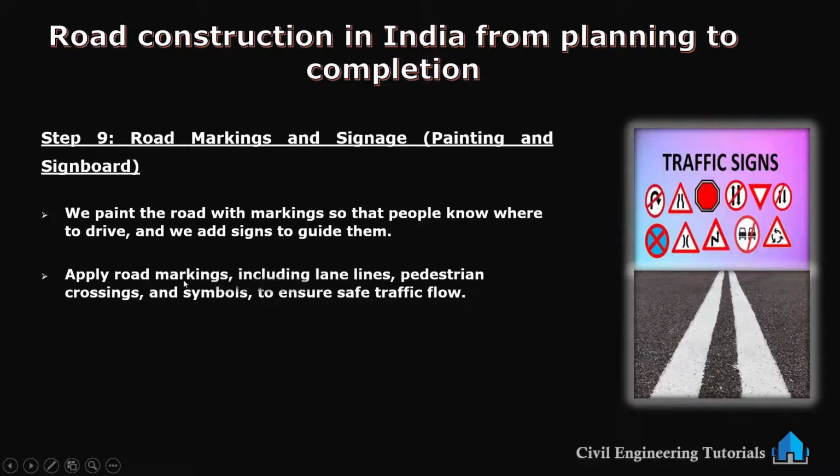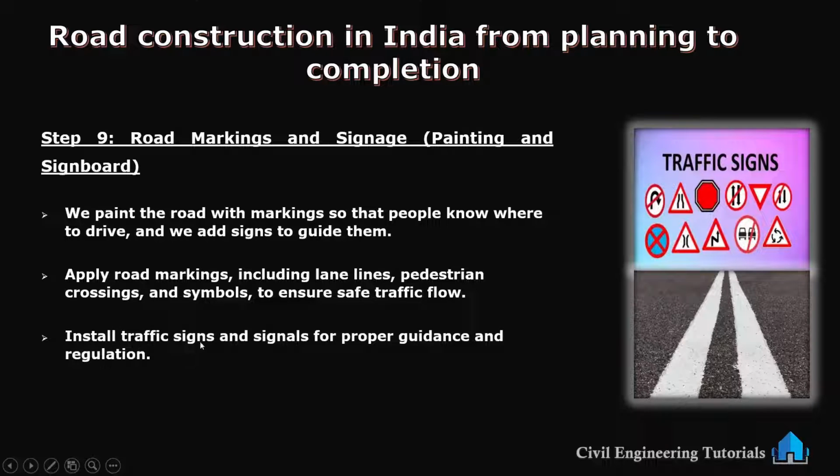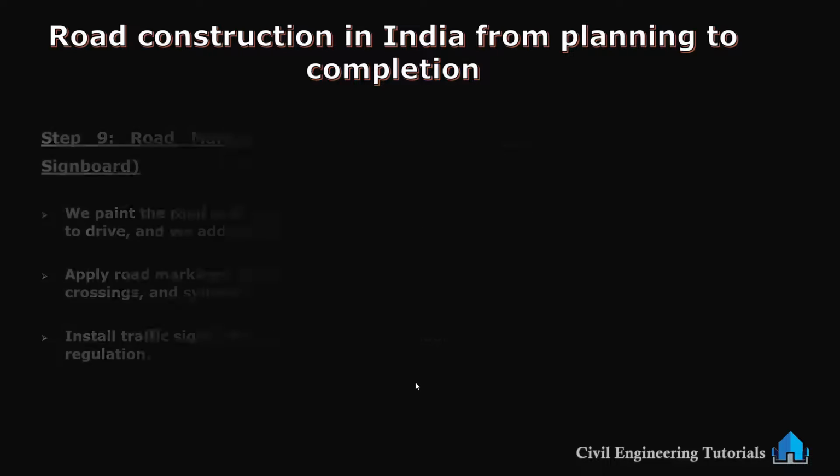So like that, apply road markings including lane lines, pedestrian crossings and symbols to ensure safe traffic flow. So these are traffic signals and markings, in the image you can see. So this is step number 9. Install traffic signs and signals for proper guidance and regulation. This is very important. For proper guidance and regulation, you have to install traffic signs and signals.